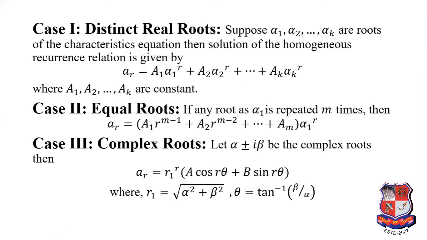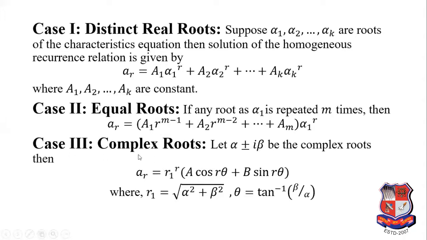So now to make all the solutions linearly independent, we need to multiply one of the solutions by r, the second solution by r square, and so on. As that particular solution repeats m times, we have to multiply each and every term by the power of r up to m minus 1.